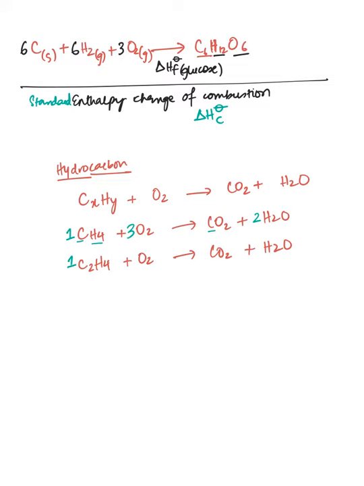For ethene, it's C2H4, but this should be 1 mole. So you have 2 carbon atoms here, you have 1 here, so you make a 2 here.